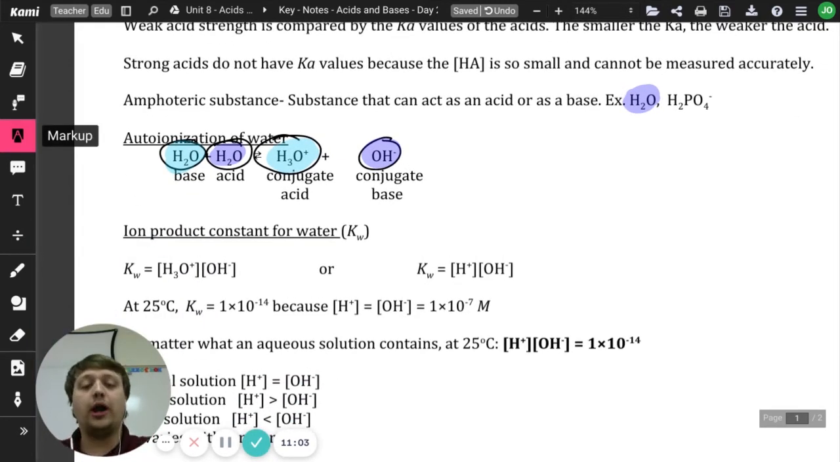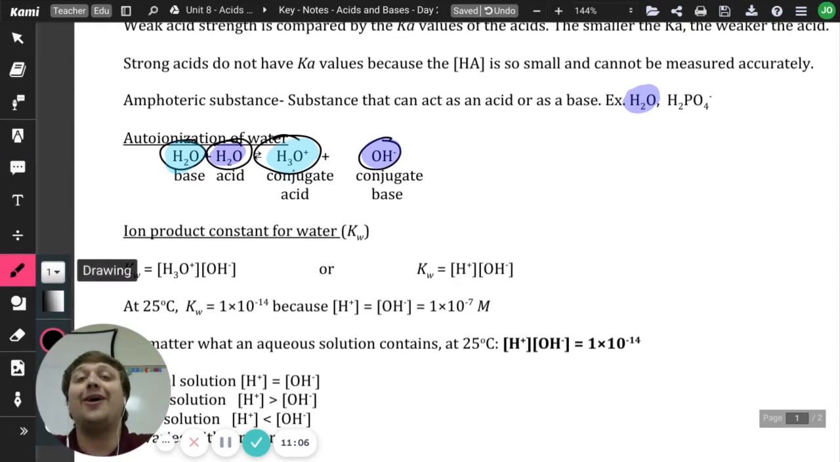And so water will automatically do this. Now, this is happening all the time, even in just like tap water. We do have this auto-ionization that is constantly occurring.